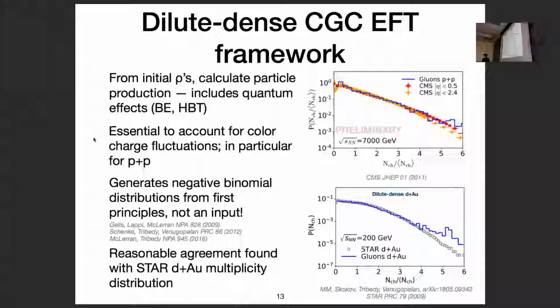Is this only color charge fluctuations or also additional QS fluctuations? Additional QS fluctuations as well. It was shown that these QS fluctuations are necessary, especially for the high multiplicity end. Although it turns out, at least for the dilute-dense case for proton-proton, that one doesn't really need much by way of QS fluctuations.